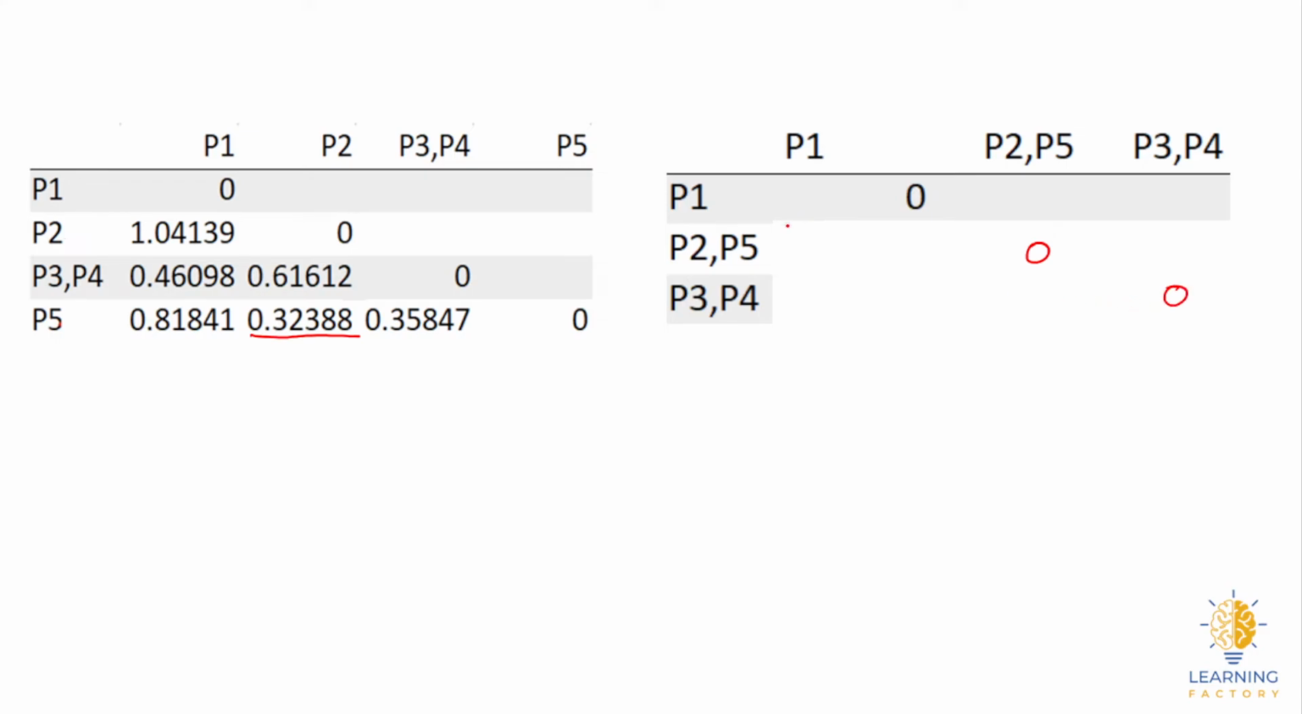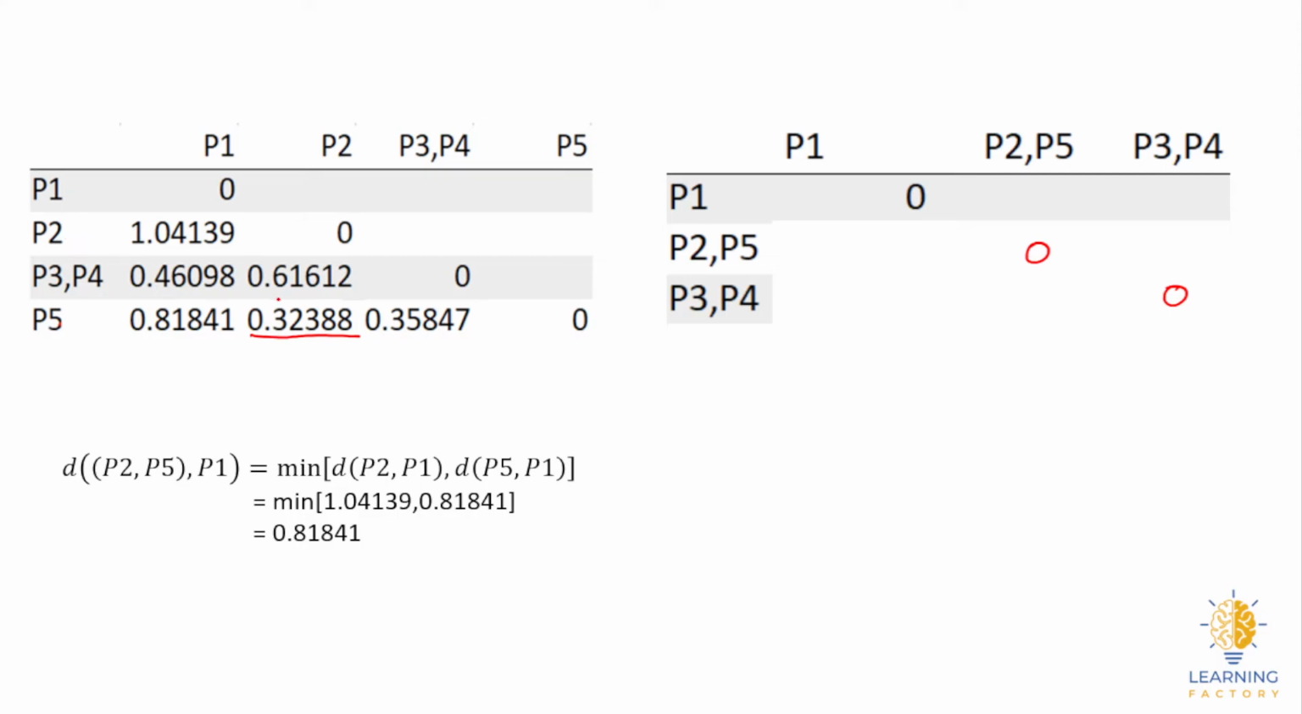Now what next? We need to compute now the distance between P1 and P2, P5. So see here how we are computing the distance between P2, P5 and P1. So we'll be looking at the distance between P2, P1 and distance between P5, P1. So in the old proximity matrix, we have the distance between P2, P1 as 1.04139 and P5, P1 it is available 0.81841. So minimum of these two, so it is 0.81841, right?